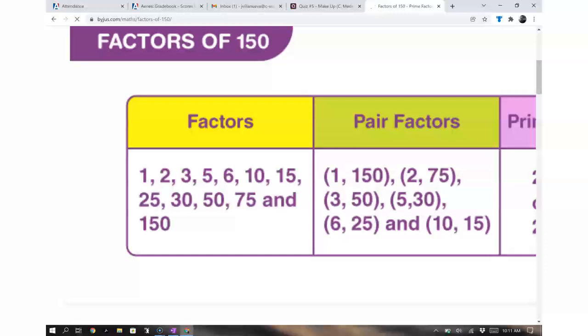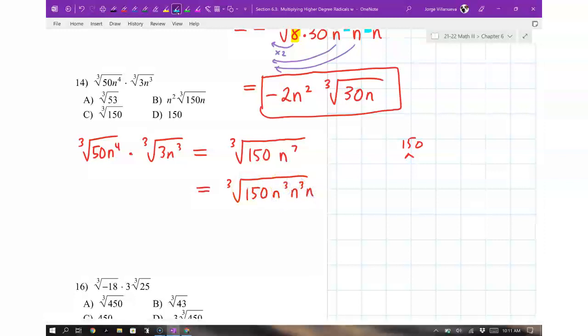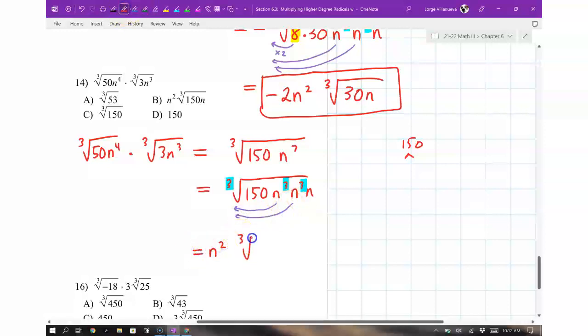No. So that means 150 cannot be broken down into something that has a nice cube root. But the letters can. N to the third, n to the third, n. So those match. They'll come out. So that'll be n squared cube root of 150n. That's B. Okay? So I'm going to go ahead and stop there.